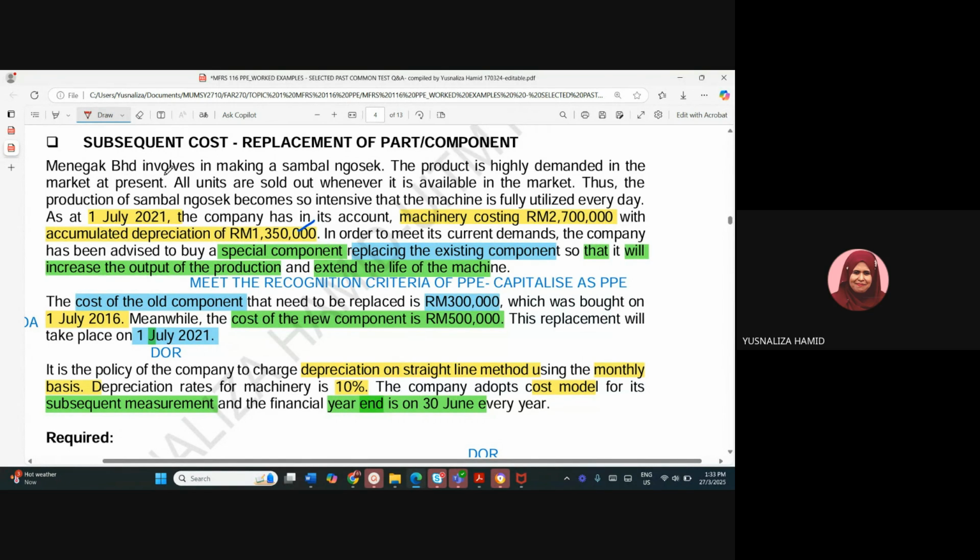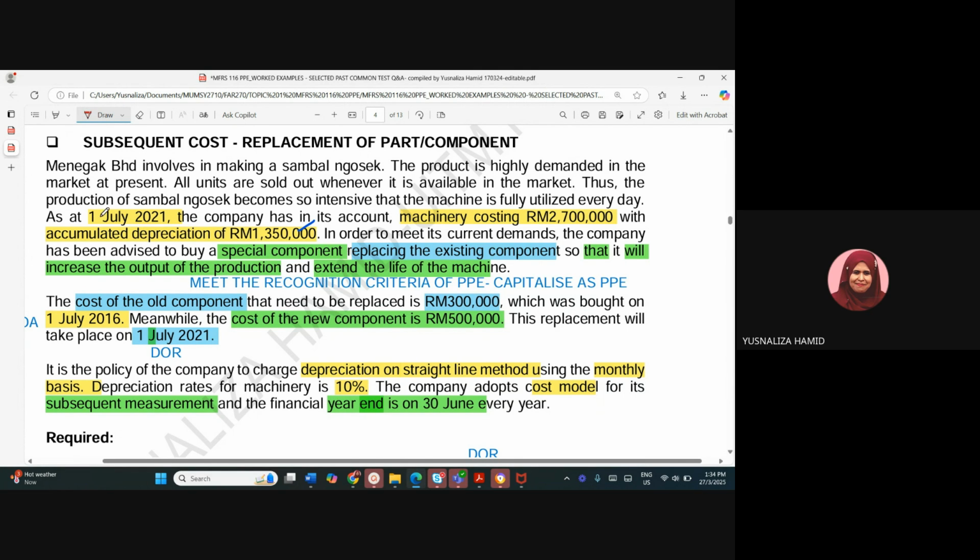So you have this Manufacturing Bhd involved in making of Sambal Ngosek, maybe something like Sambal Nyek, I'm not sure. And the product is highly demanded at present. The units are all sold out. You go and put them into advertisement, and maybe after 2 days everything is sold out whenever it is available in the market. Thus the production becomes so intensive that the machine is fully utilized every day. So this is a longer version of the example in your notes. As at 1st July 2021, you can see I use highlighters there, and there are three colors there.